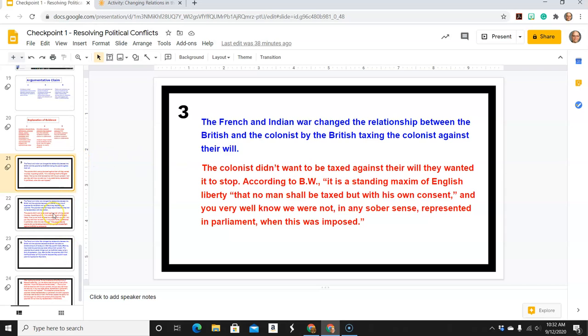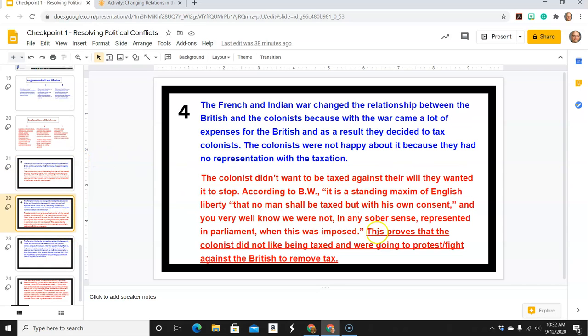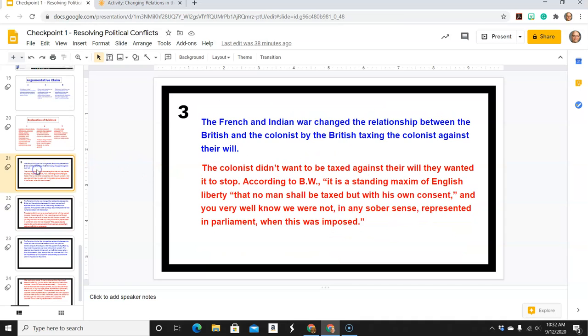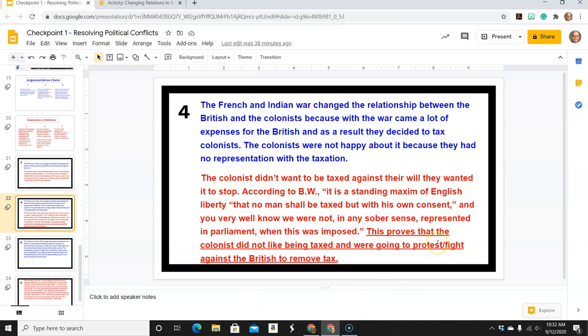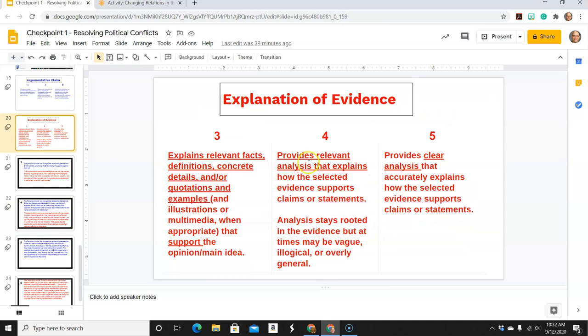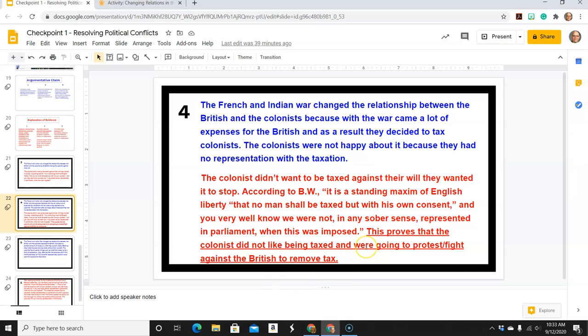Let's take a look at a 4 explanation of evidence. It's the same thing as a 3, but they added an explanation at the end of the quote. This proves that the colonists did not like being taxed and were going to protest against the British to remove the tax. You see, guys, the difference between a 3 and a 4? A 4 has more explanation. Take a look at that skill. Provides relevant analysis that explains how the selected evidence supports the claim. So this last sentence is that analysis component that you have to have.